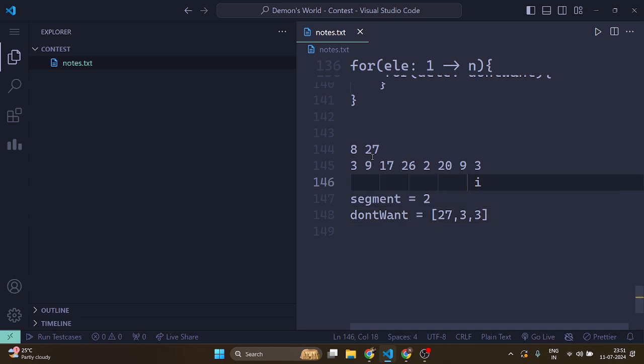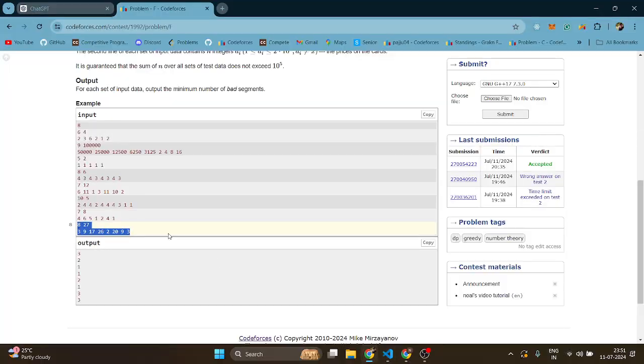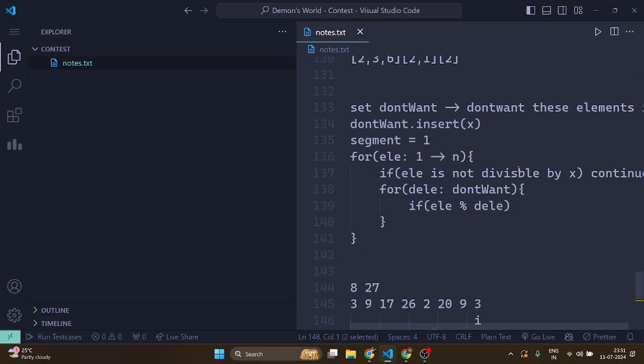3. Oh, 3 is present in my don't want list. Let's clear this list. Let's increment the segment and insert 27 and 27 by 3, which is 9. So basically, our answer is 3 this time, which is the same. So this was the logic.